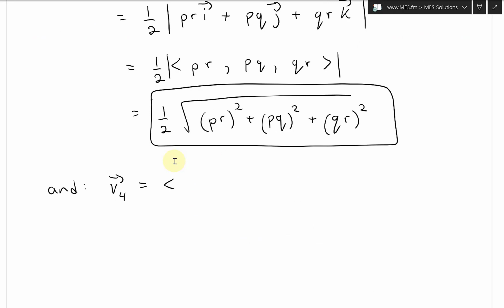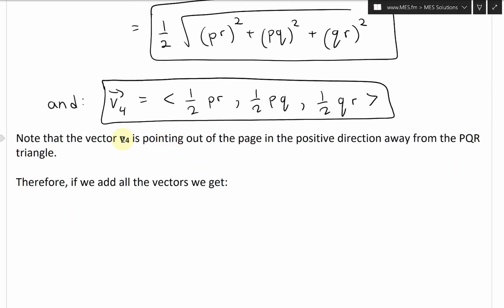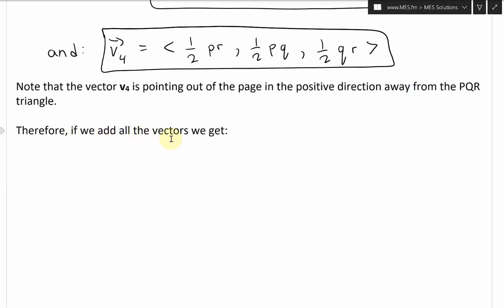So we'll just put these all down and multiply the 1/2 inside this cross product setup. This is going to be all positive. So 1/2 pr, 1/2 pq, 1/2 qr, like that. Alright, box this in. Now that we have all these vectors, note that the vector V4 is pointing out of the page in the positive direction, away from the PQR triangle. And now if we add all the vectors, let's just write these down.